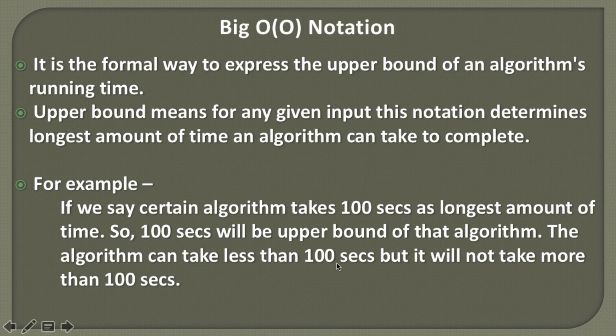So this is the very opposite of the omega notation. When we say that 100 seconds is the longest amount of time that the algorithm may take to complete, that would be the upper bound. The algorithm may take 90 seconds, 80 seconds, but it won't take more than 100 seconds. This notation is mostly used because we are very much interested in finding the maximum amount of time the algorithm may take to complete, so that we can optimize that algorithm to whichever time we want. So the big O notation provides us the worst case analysis of an algorithm. By worst case we mean that it determines the longest amount of time the algorithm may take to complete.